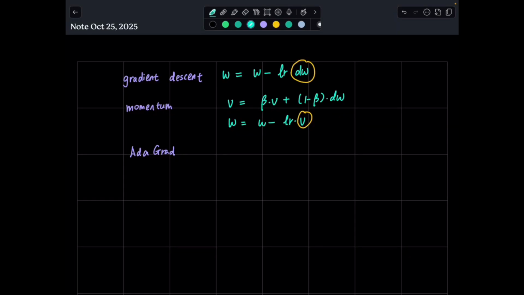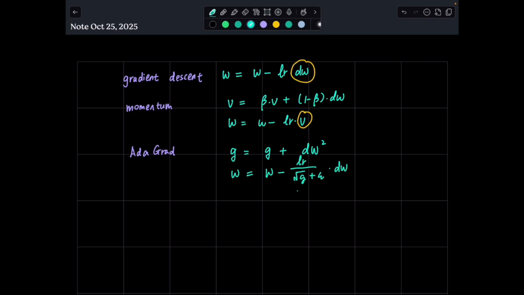Momentum has this concept of velocity, which is actually the exponential average. It's a concept of the mean. So AdaGrad introduced another concept, about the variance. AdaGrad also takes a look at the historical steps. It looks at the square of the gradient and aggregates them. So it has G equals G plus DW square. It keeps aggregating the DW square and then uses it to update the W.